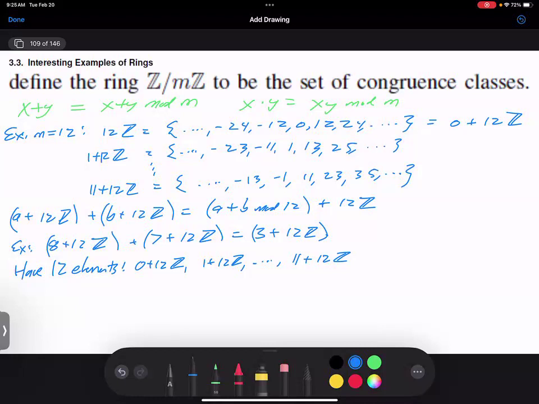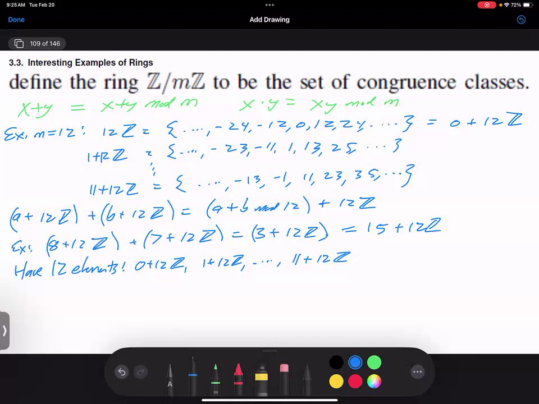So, 8 plus 12Z plus 7 plus 12Z, that's 15 plus 12Z, but 15 plus 12Z is the same as 3 plus 12Z. It's just a different name for the same infinite set. And so sometimes it's nice to write it like this. Other times it's nice to write it more compactly with clock arithmetic and say, look, I've just got 12 elements that I'm working with.